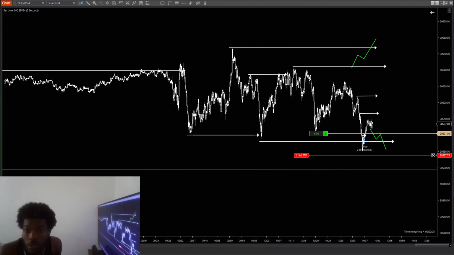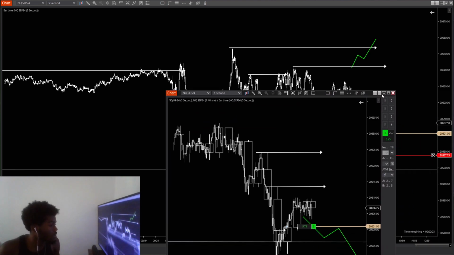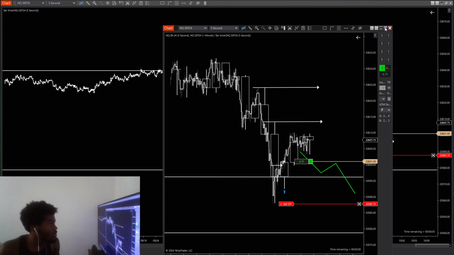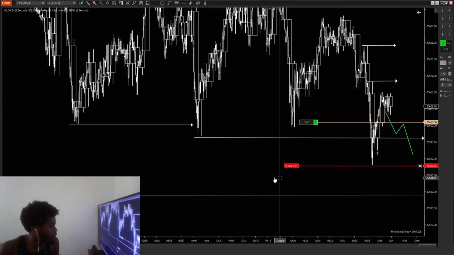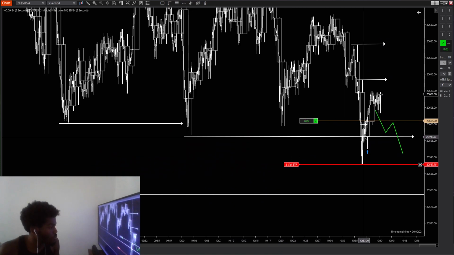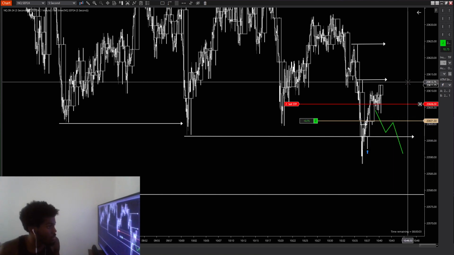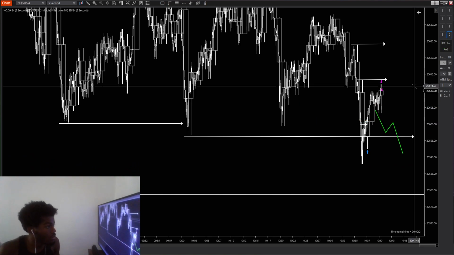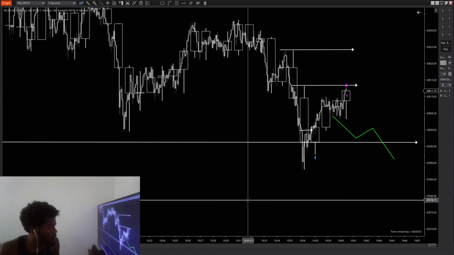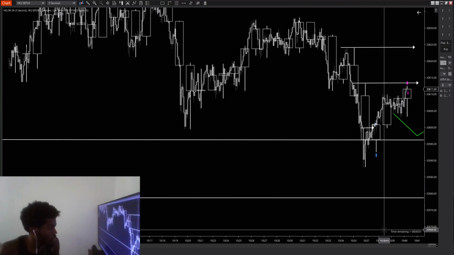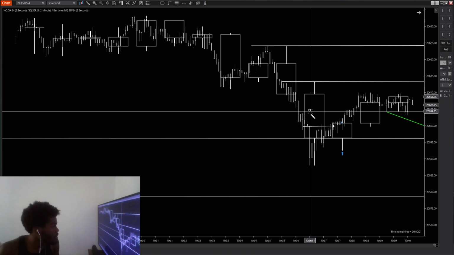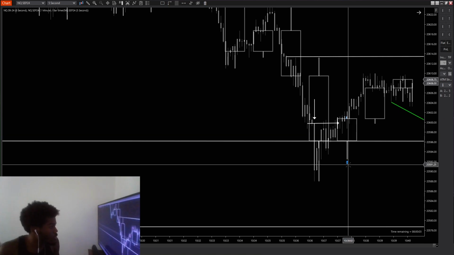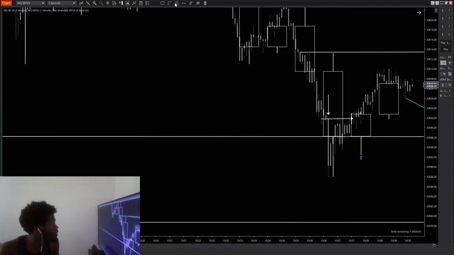I'm going to show you what I'm looking at. So you see here, we got that higher time frame wick. Close that. Order filled. Now, this is the last down candle responsible for breaking out of a lower time frame.